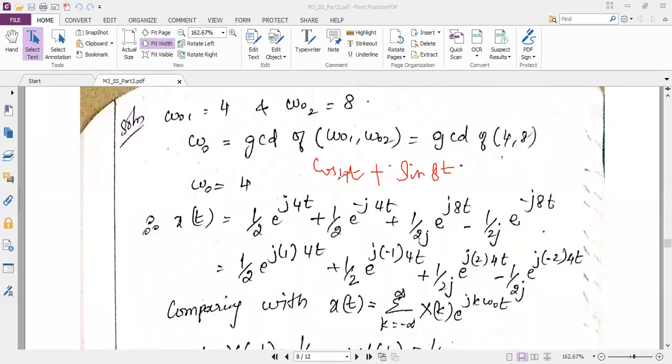So cos 40, you know how to expand it. This is 1 by 2 e power plus j theta, in place of theta we have 40, plus 1 by 2 e power minus j theta. Similarly, sine also you will be expanding in the same fashion. So 1 by 2j e power j 80 minus 1 by 2j e power minus j 80.